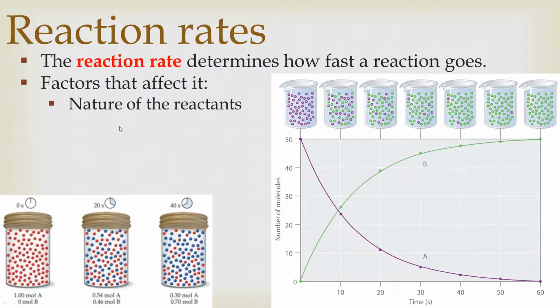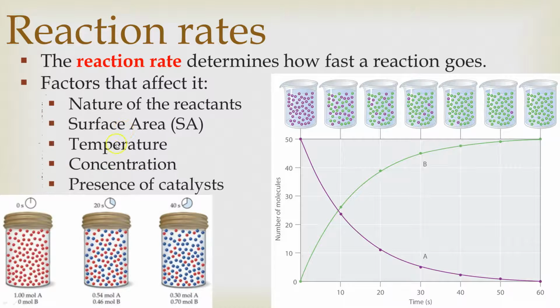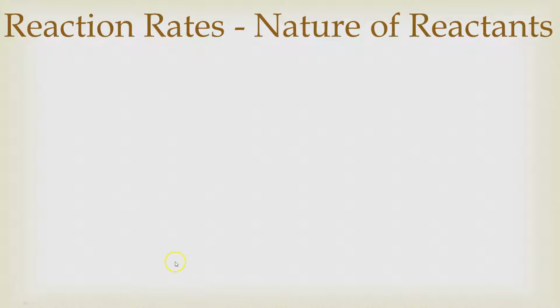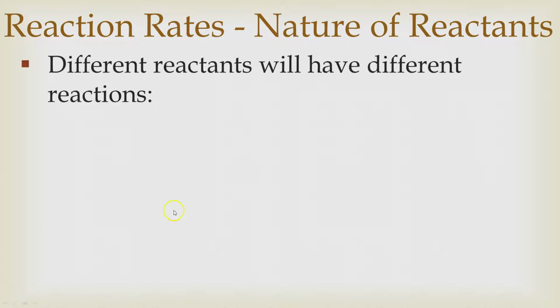So some factors that can affect it are the nature of the reactants, the surface area, the temperature, the concentration, and the presence of catalysts. Don't copy this down right now. We're going to have a section on each one of these. But these are all different things that will affect how quickly it turns from one into the other. So let's first talk about the nature of reactants.